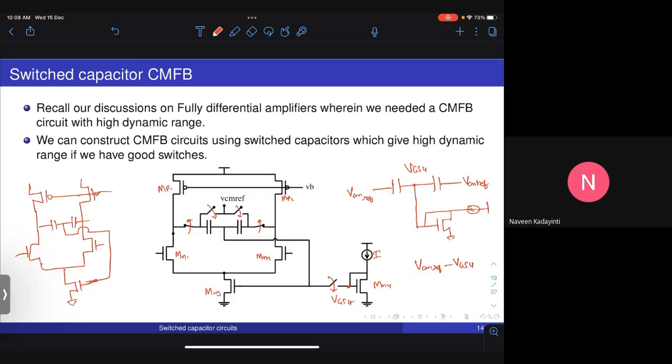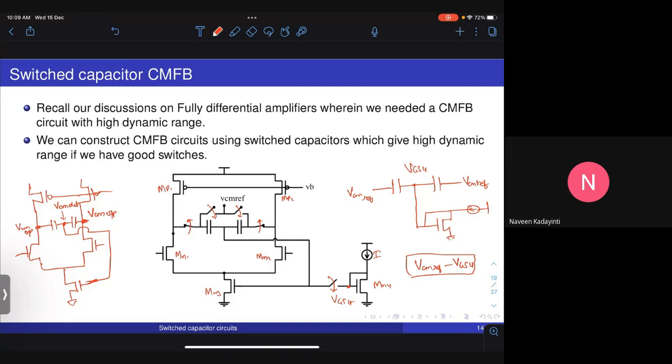Yeah. So now what is happening here? The capacitance initially was charged to VCM ref minus VGS4, and now it is connected to the output. Because you have connected it to the output, whatever was the VCM of the output, that average value will appear at this node as the detected VCM, right? Because one of them would have been VCM plus V, the other one would have been VCM minus V. The moment you switch on these capacitors, they will give you the average value, which is the VCM detected.